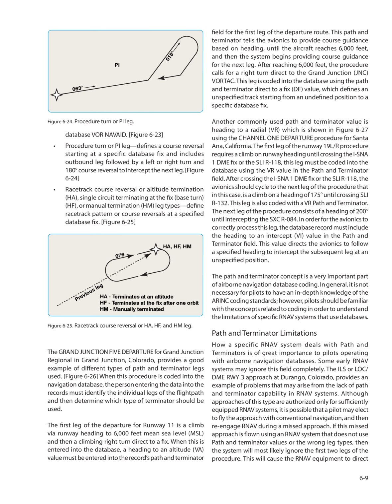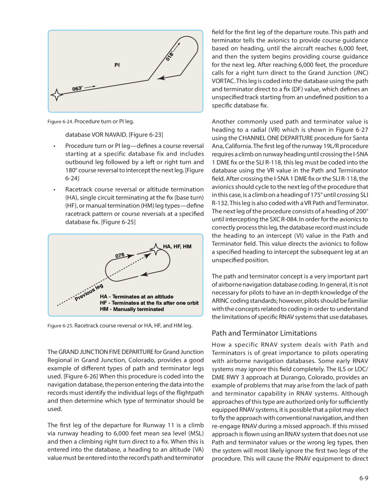The first leg of the runway 19 L/R procedure requires a climb on runway heading until crossing the ISNA-1 fix or the SLIR 118. This leg must be coded into the database using the VR value in the path and terminator field. After crossing the ISNA-1 fix or the SLIR 118, the avionics should cycle to the next leg of the procedure, which in this case is a climb on a heading of 175 degrees until crossing SLIR 132. This leg is also coded with a VR path and terminator.